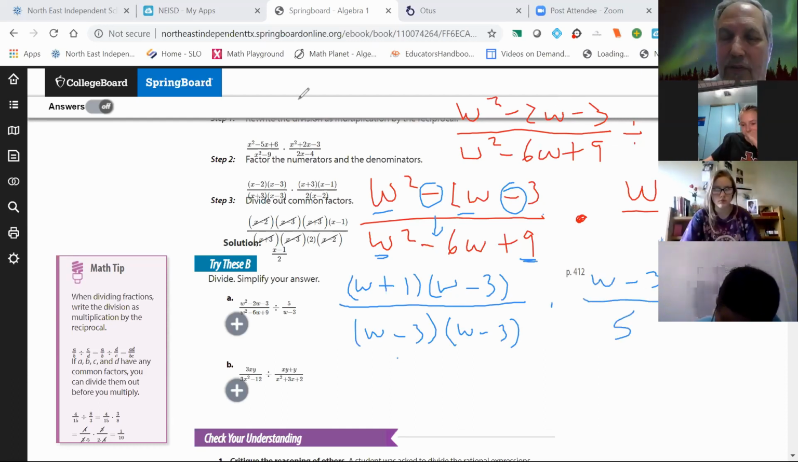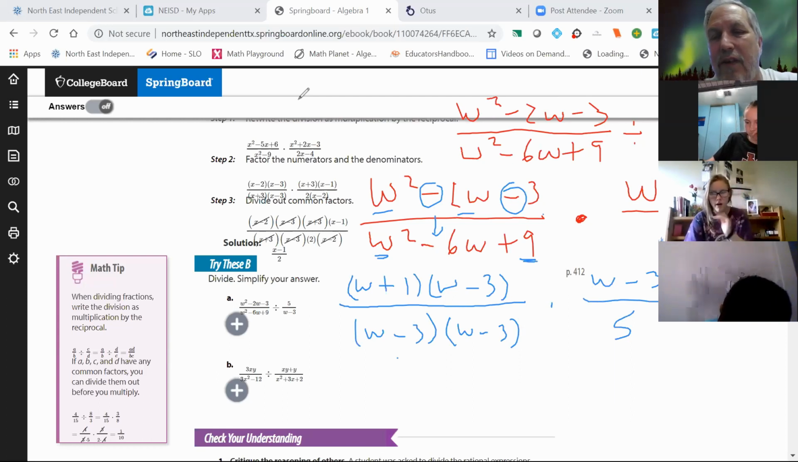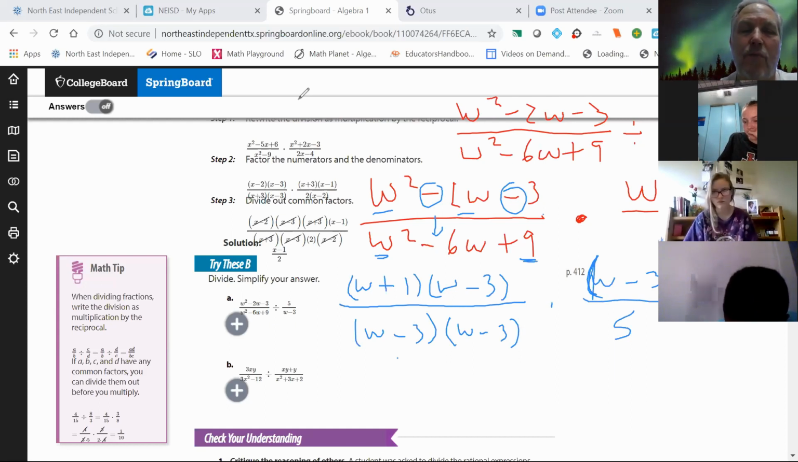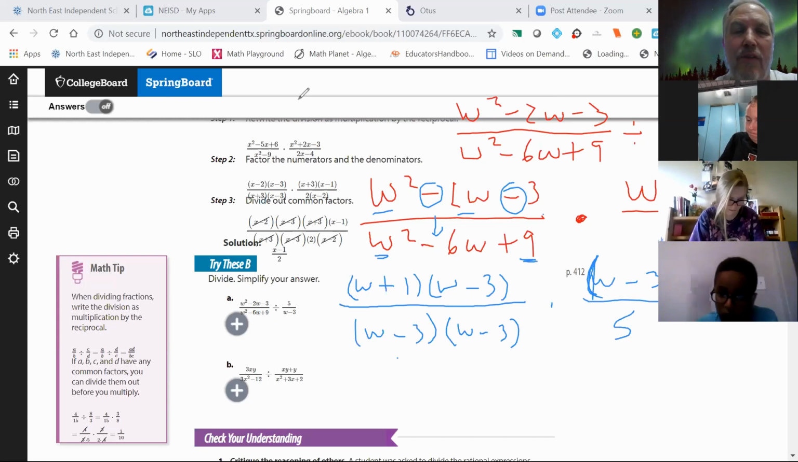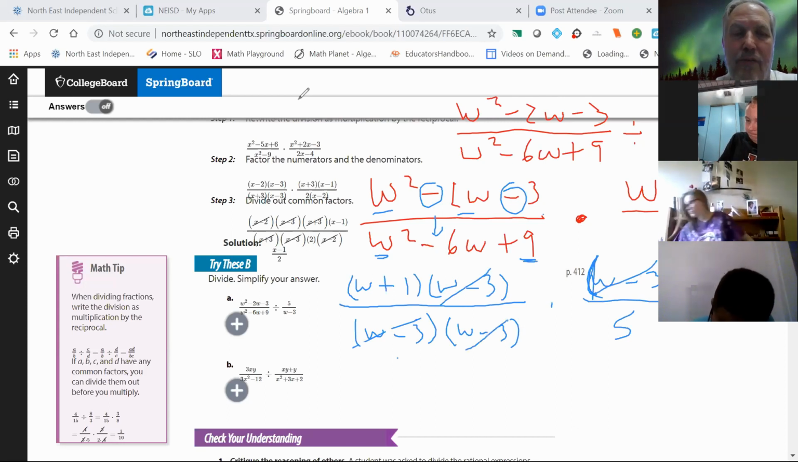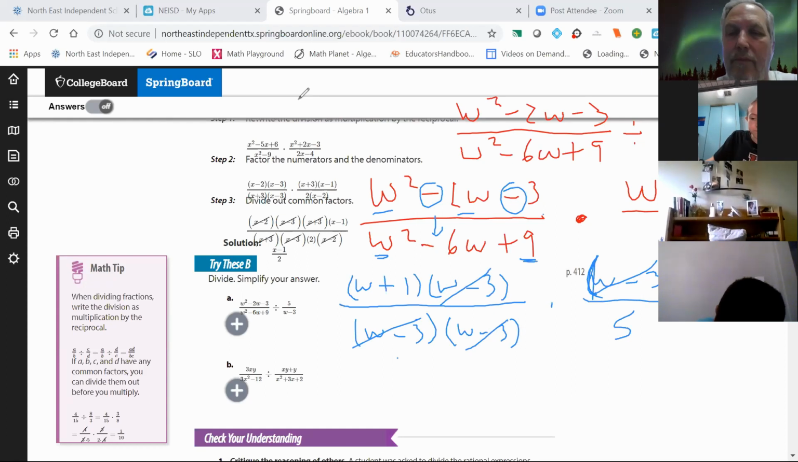Now remember, if this is by itself, it doesn't have to be in parentheses. Just keep in mind that the numerator and the denominator are kind of groups in themselves. So now I can go ahead and cancel out. So I have a w plus 1. I look on the bottom, I do not see a w plus 1. I have a w minus 3, though, which I can cancel. I have another w minus 3, which I can cancel. And so my answer is going to be the w plus 1, all that over 5.